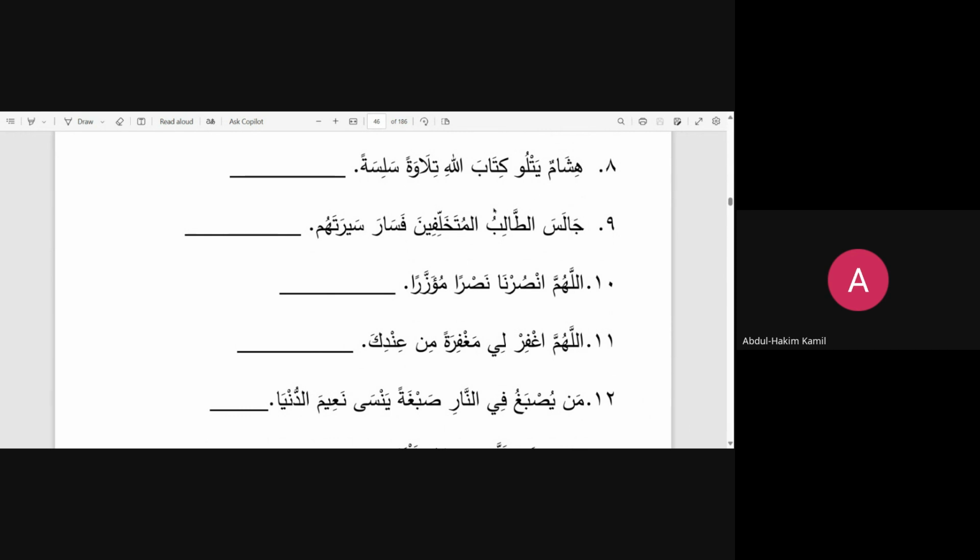Jalasa at-talibu al-mutakhallifin. Jalasa, that aleph means he's not sitting by himself, he's sitting with other people. Jalasahum, he sat with the other people. What does mutakhallifin mean? Those that are late, they don't study, they come late, sometimes they're absent, they're delinquent. Mutakhallif, from khalf, like they're behind. He kept on hanging out with them.